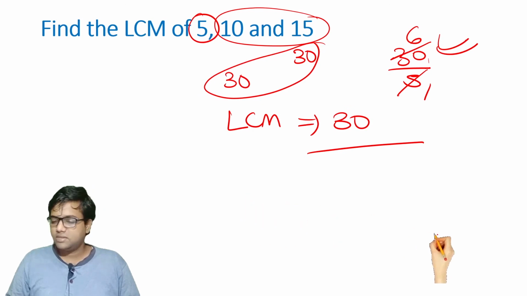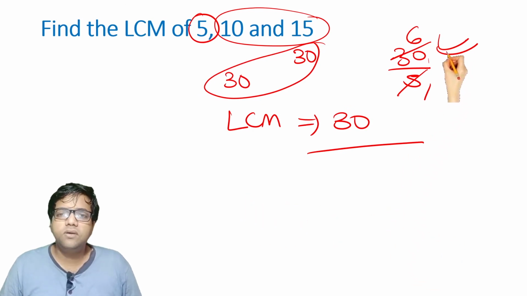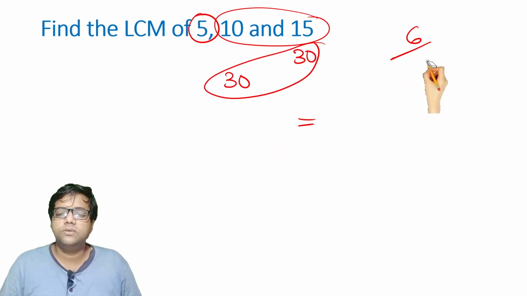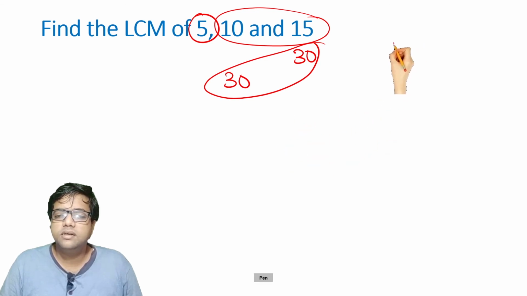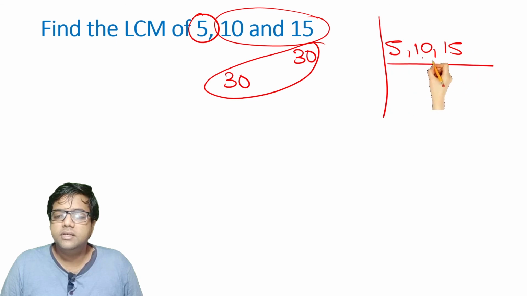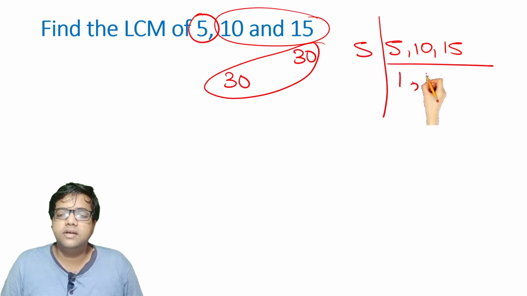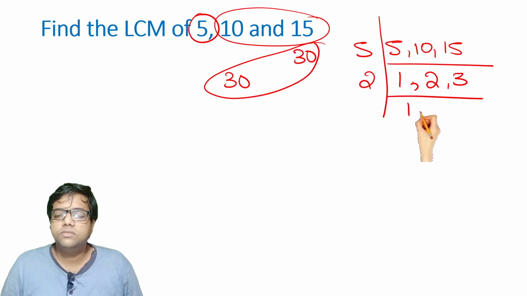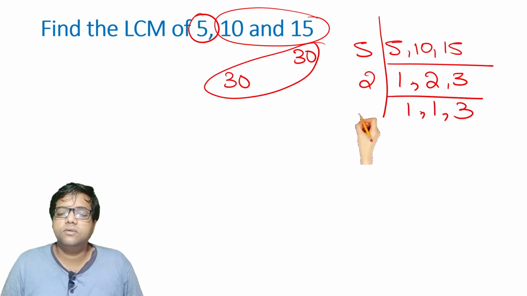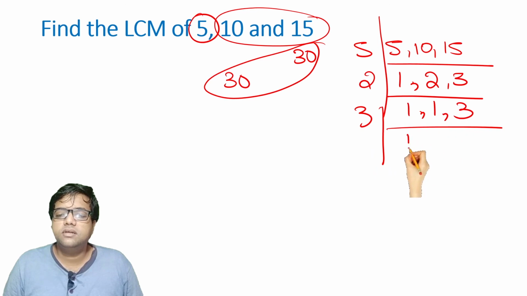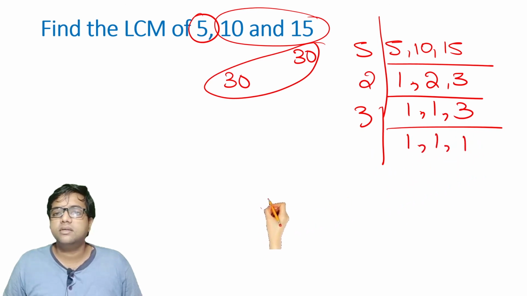Let us do it for, I think we are done with the homework. This was the last question. Even if you want to do it with the long division method, let me show you the long division method as well. Okay. So 5, 10, 15. You will start dividing with 5. 5 1s are 5, 5 2s are 10, 5 3s are 15. 2 and 3 are there. 2 1s are 2, 3 won't go, so 3 is also there. 3 1s are 3. Okay.